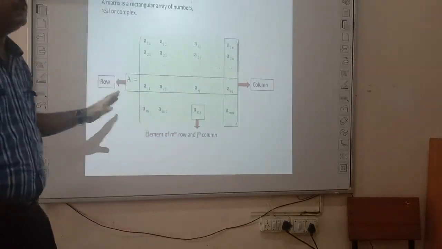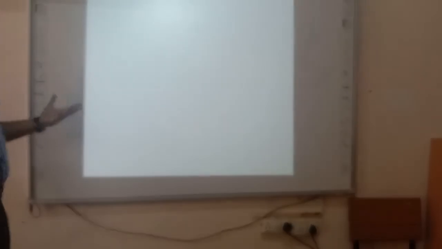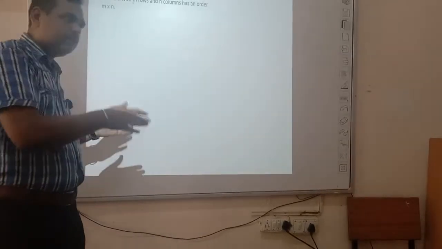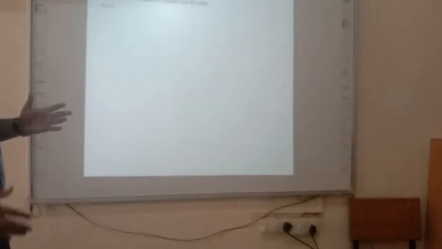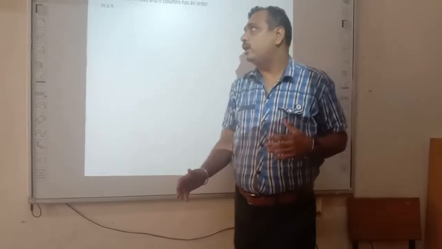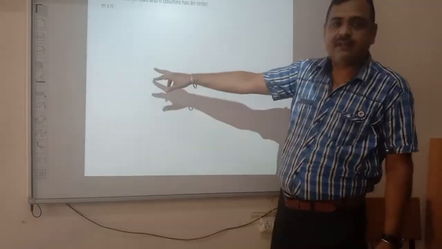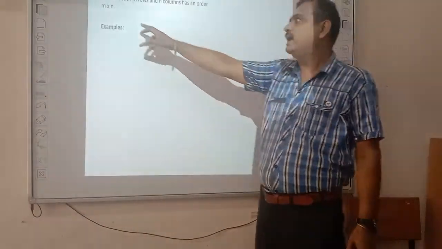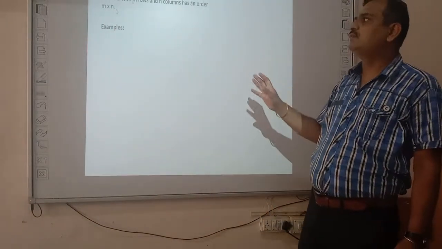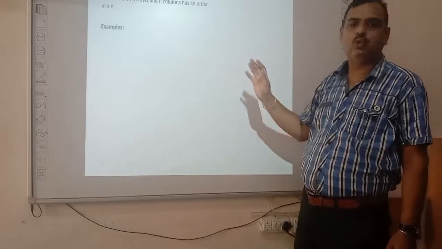So what is the order of this matrix? In order, we tell about rows and columns. As we have shown the rectangular array, in it we have m rows and n columns. So the order of this matrix is m into n.